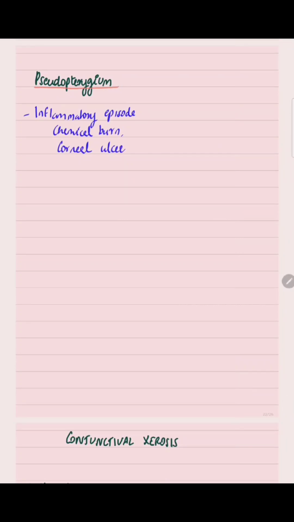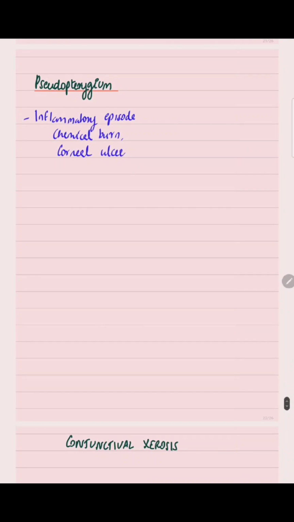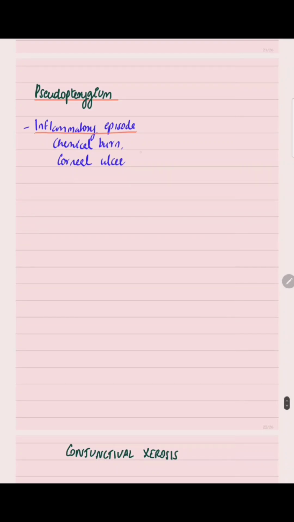Now pseudopterygium is caused by a band of conjunctiva adherent to an area of compromised cornea at its apex. It forms as a response to inflammatory episodes such as chemical burns, corneal ulcer, especially if marginal, trauma, and cicatrizing conjunctivitis. It can occur at any site. A probe can be passed under the neck in pseudopterygium. In pterygium, the probe cannot be passed under the neck. That is how we differentiate.